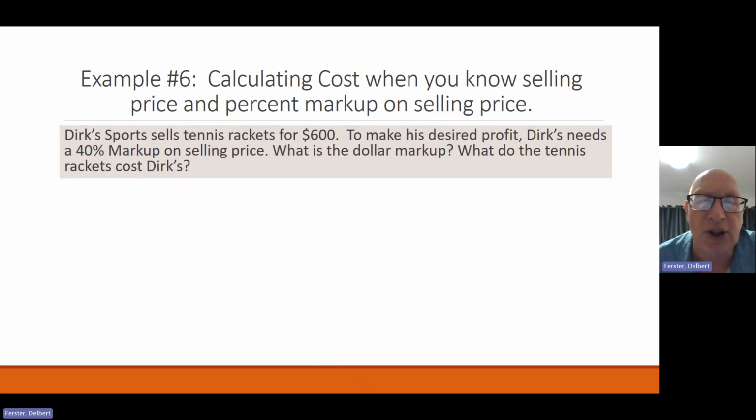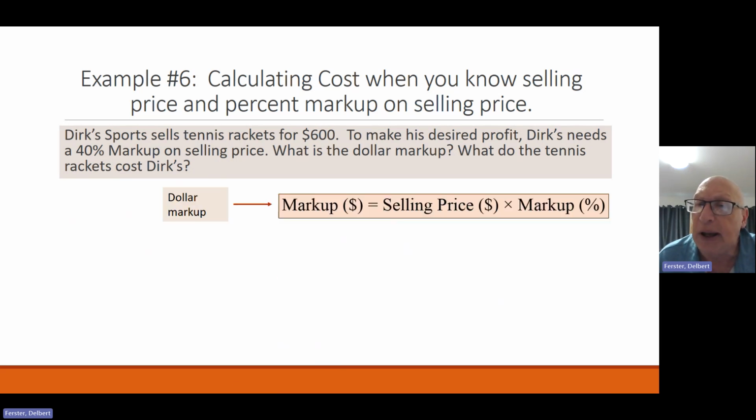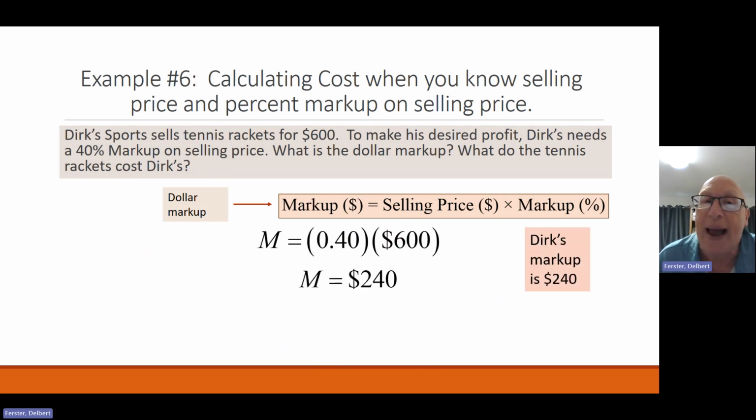All right, Dirk's got that tennis racket, man. He's selling it for $600. He wants to make a 40% markup based on selling price. We're asked to find out how much he marks it up in dollars, and then secondly, how much the tennis racket cost Dirk. All right, well, what do we know? We know the markup is simply a percentage of selling price. In this problem, we happen to know the selling price. It's $600. So we're simply going to calculate 40% of $600, and we're going to realize that the markup on this racket for Dirk is going to be $240.